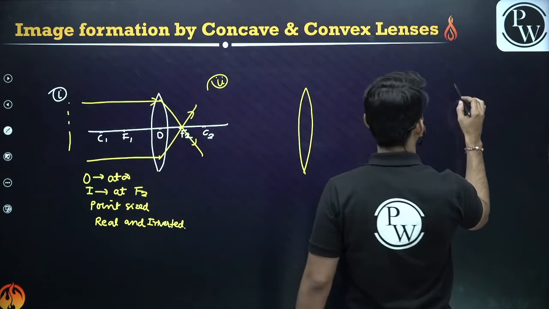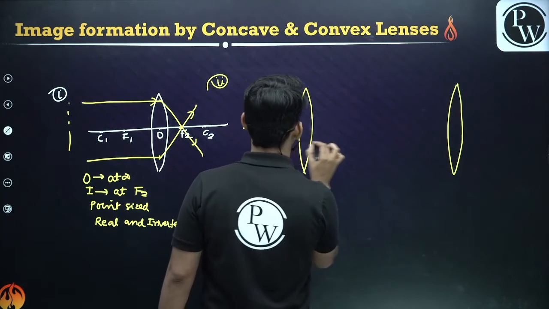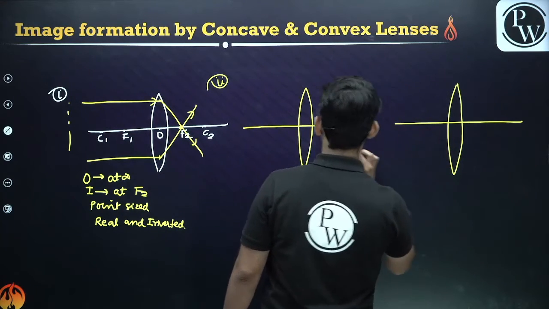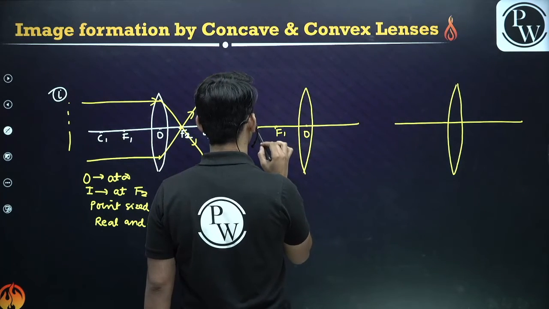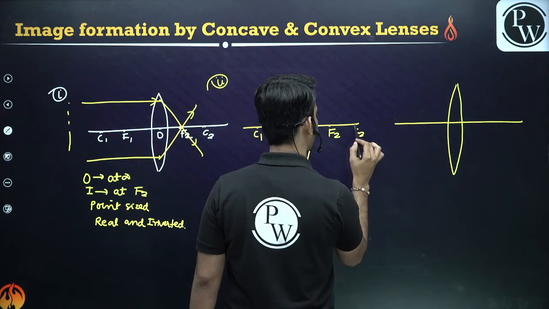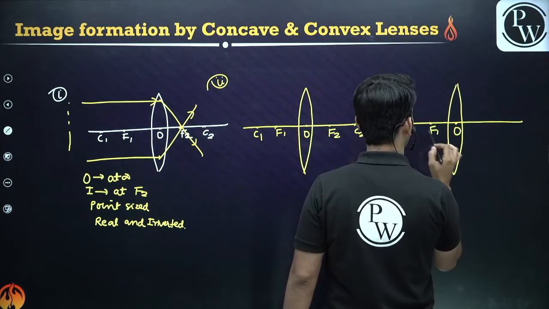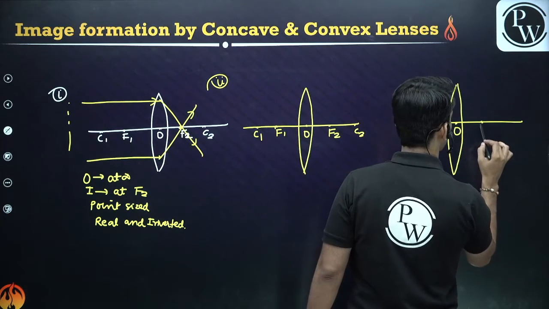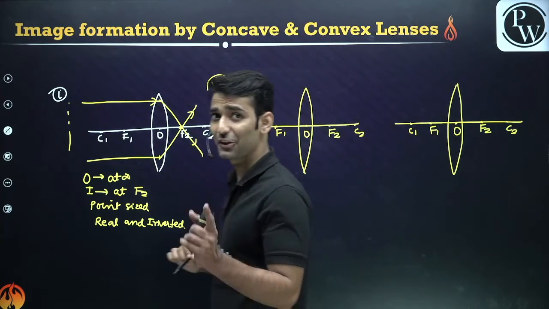Next case. Let me draw the lens first. This is the lens, this is the principal axis. Just draw like I am doing, you will remember it. C1, F1, F2, C2. Hello everybody, are you listening to me?